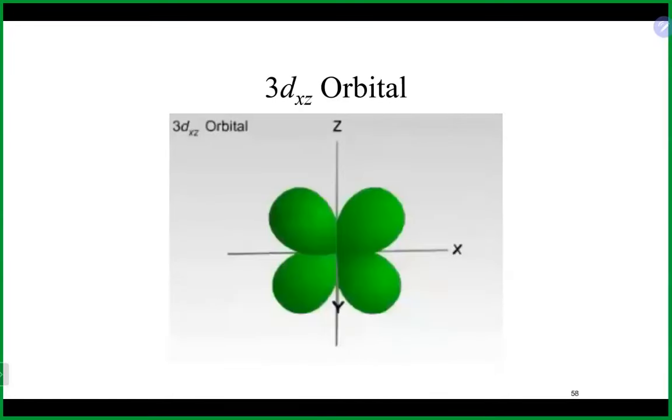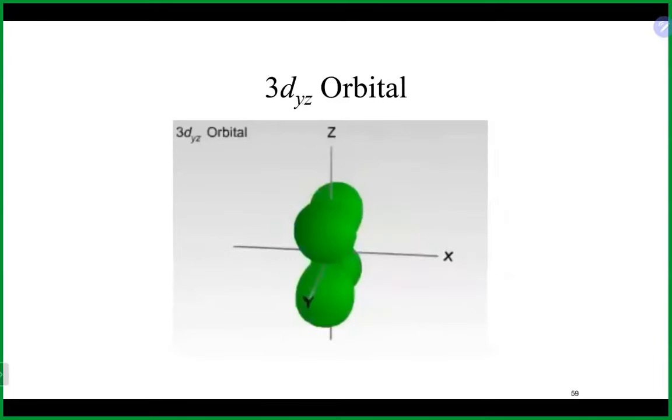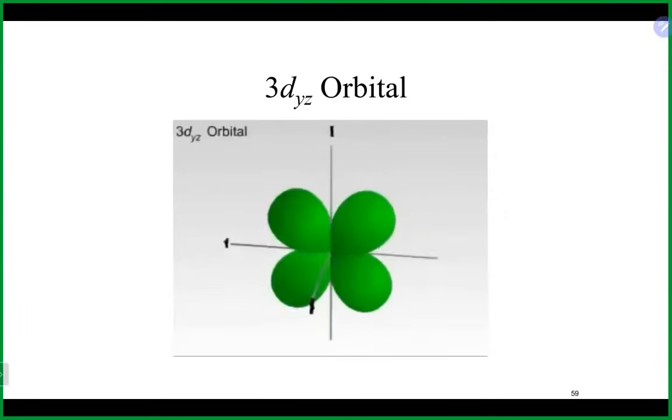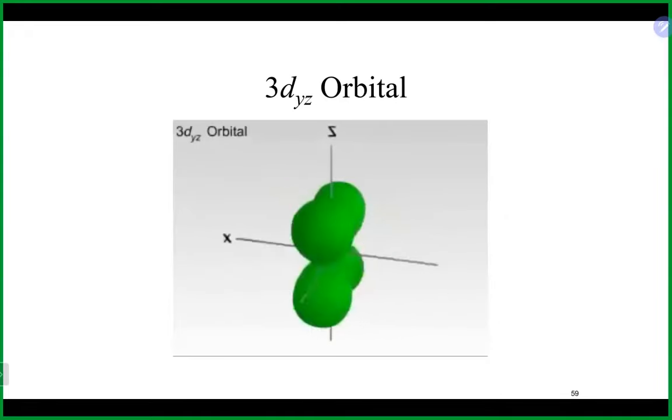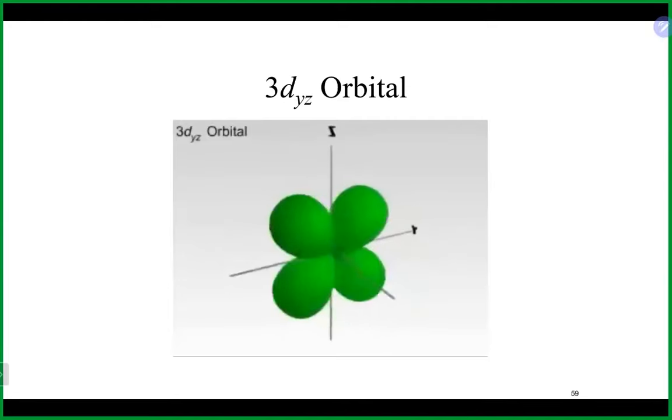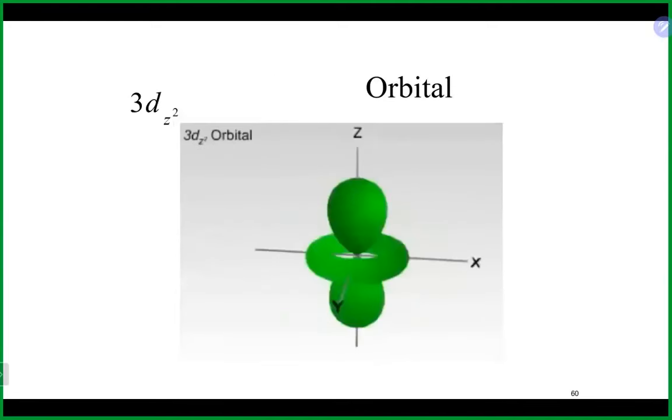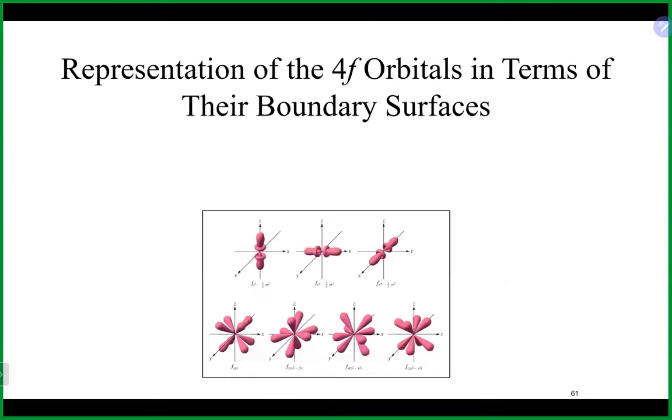The 3dyz orbital has a cloverleaf shape that lies in the yz plane and bisects the y and z axes. And this one looks like a donut. The 3dz squared orbital is shaped like a pz orbital with a donut of electron density around the center. It is aligned with the z axis. So again, each of these lobes are probability and pretty high density spots of where you could find that electron within the atom.